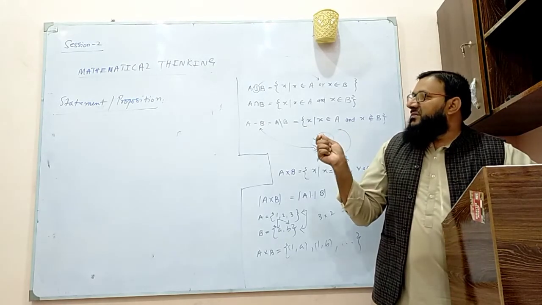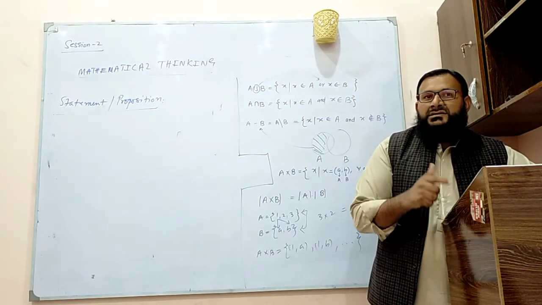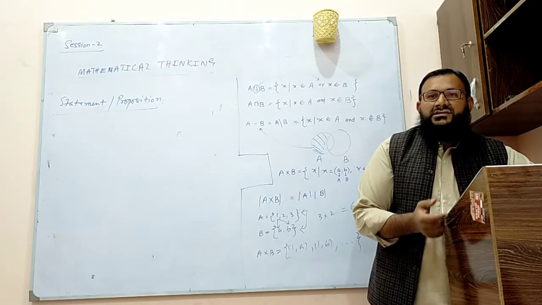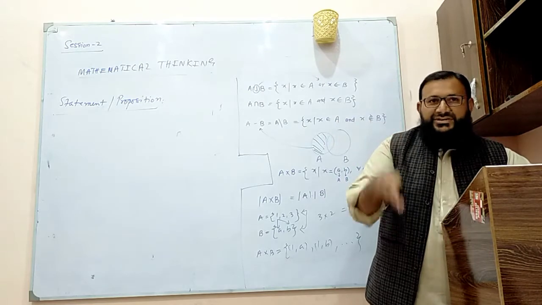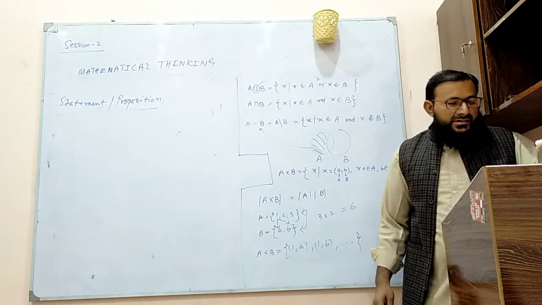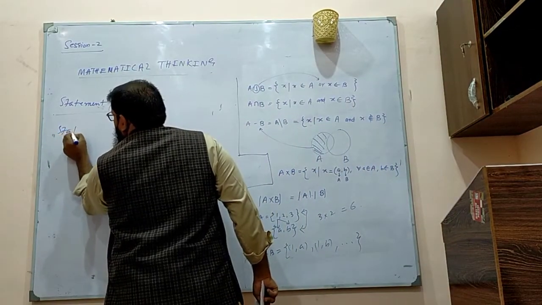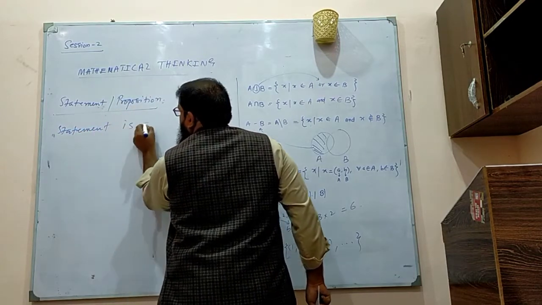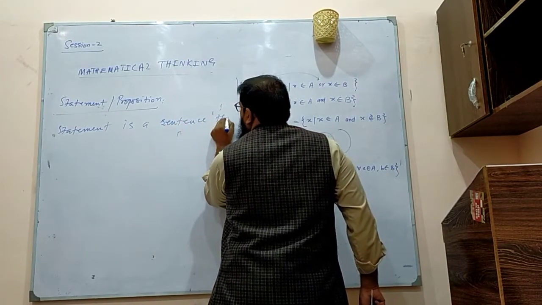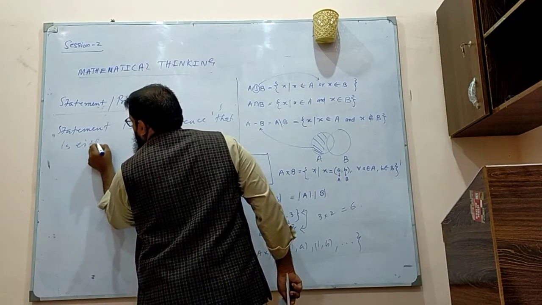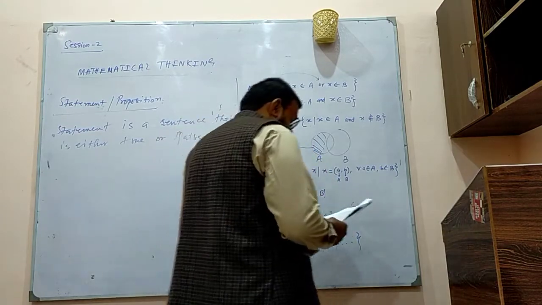A mathematical statement or proposition is a descriptive sentence that can be classified within two categories, true or false, with nothing in between. There is no third possibility. So a statement or a proposition is a sentence that is either true or false. Any example?